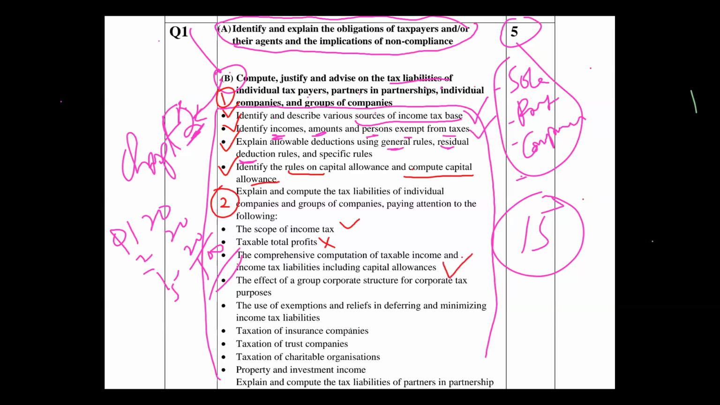This can be computation or theory. The use of exemptions and reliefs in determining, deferring, and minimizing income tax liabilities. Yeah, this can be computation or theory. Taxation of insurance companies, trusts, charitable organizations, property and investment income.